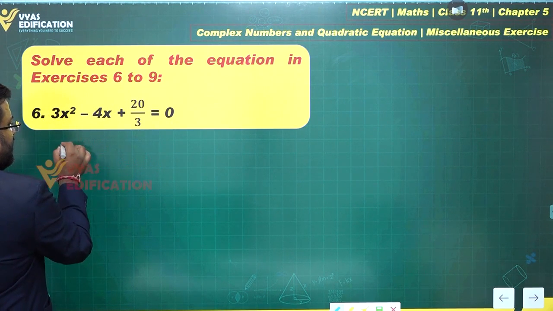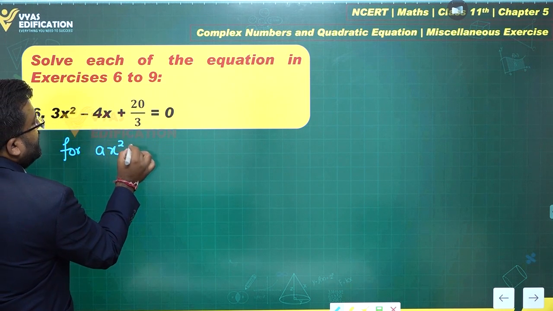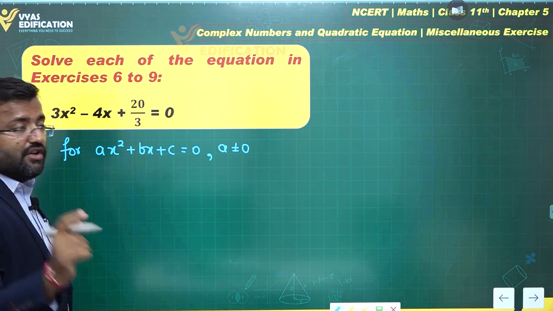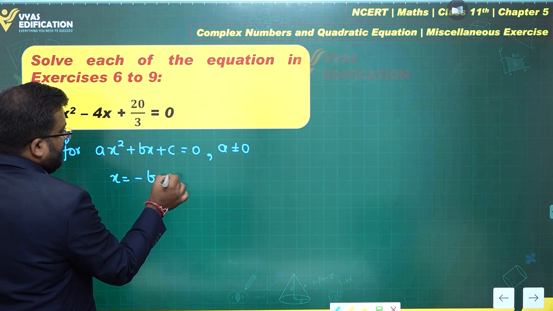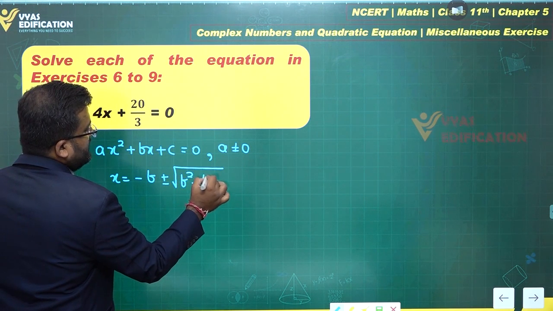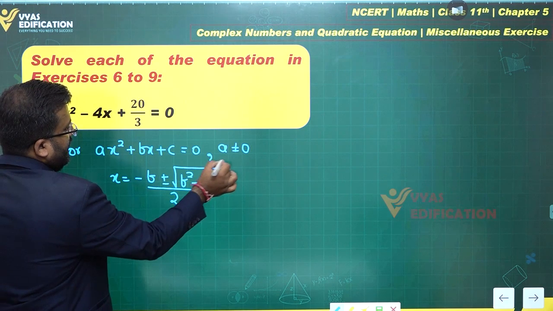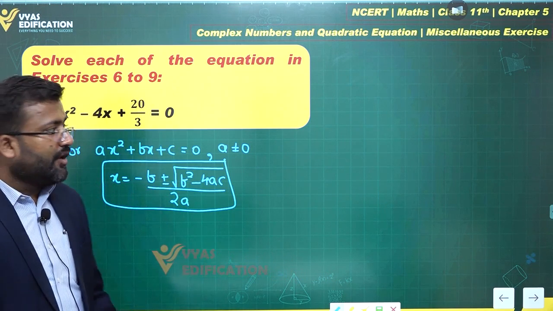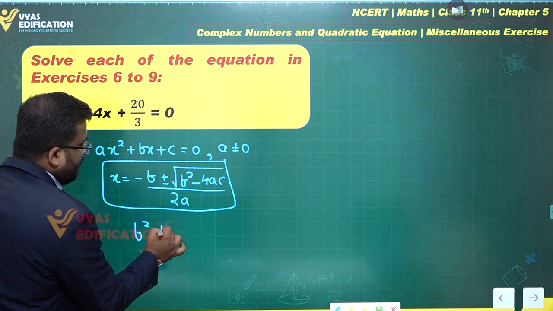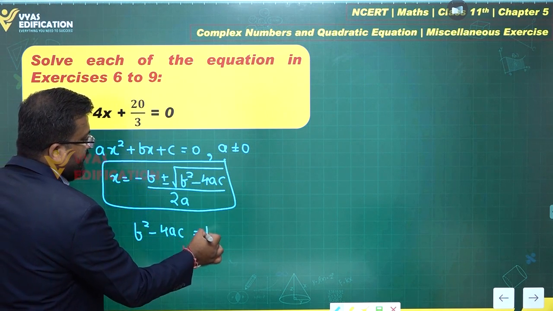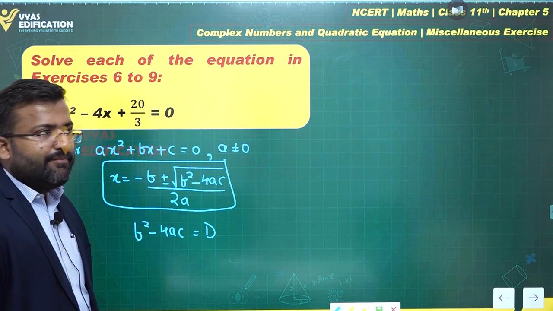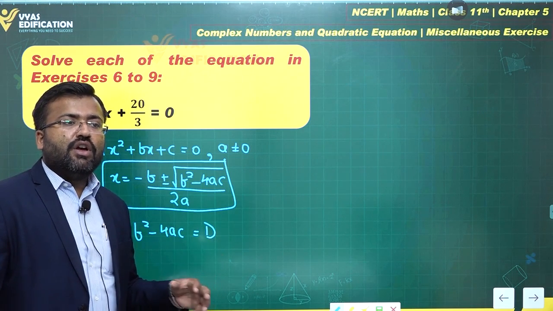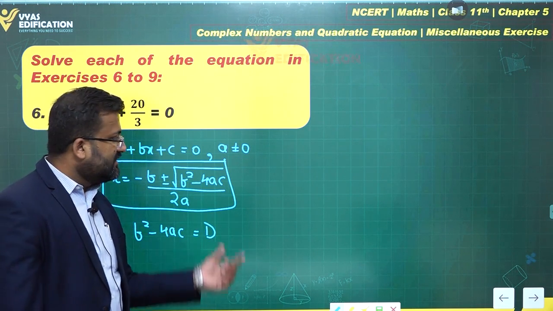The quadratic formula for ax square plus bx plus c equals 0, when a is non-zero: x becomes equal to minus b plus minus the square root of b square minus 4ac over 2a. This is the value of x. That's the solution, right? This is the Sridharacharya formula for solving the quadratic equation, in which b square minus 4ac is called the discriminant, represented by capital D. Depending upon the values of capital D, whether positive, negative or equal to 0, we can comment upon the nature of roots of this particular equation, right?